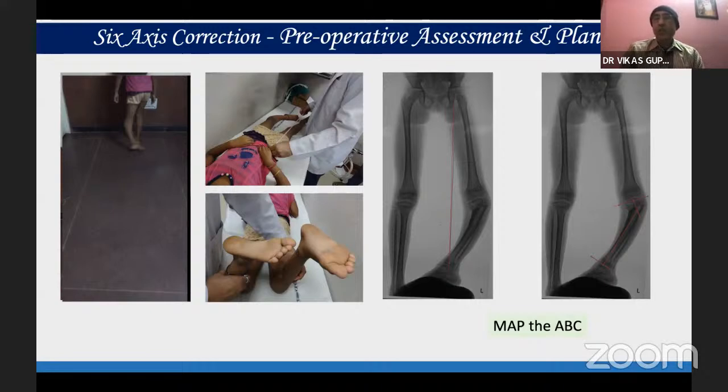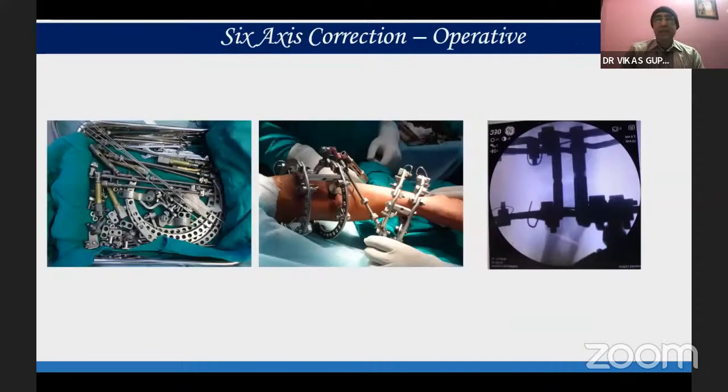So you must have attended the basic course. You have to map the ABC. You have to find the CORA point, which some of the points were highlighted by Dr. Manish. So you know where the CORA is. So this was in the proximal tibia, and it's almost juxtaarticular. So this was the intraoperative picture where I used this SUV.